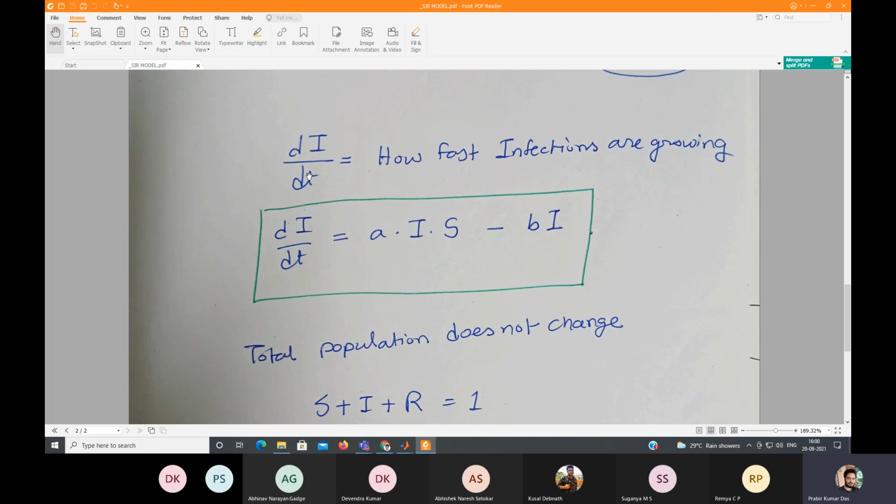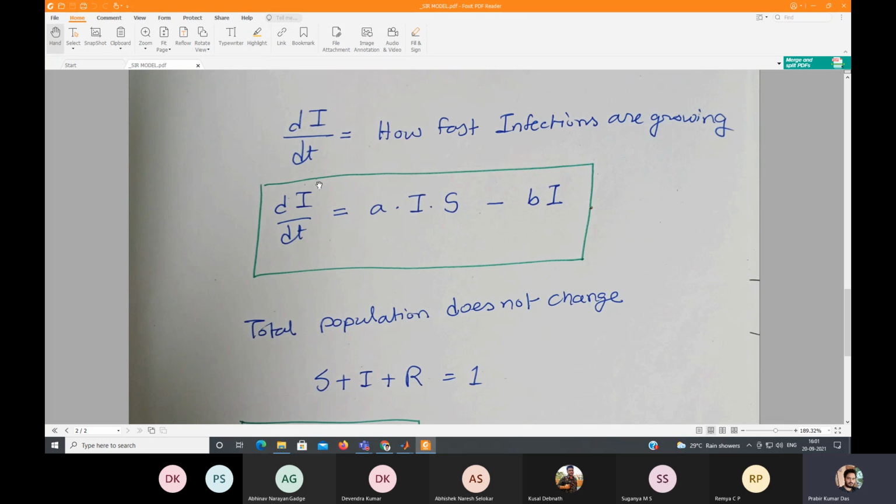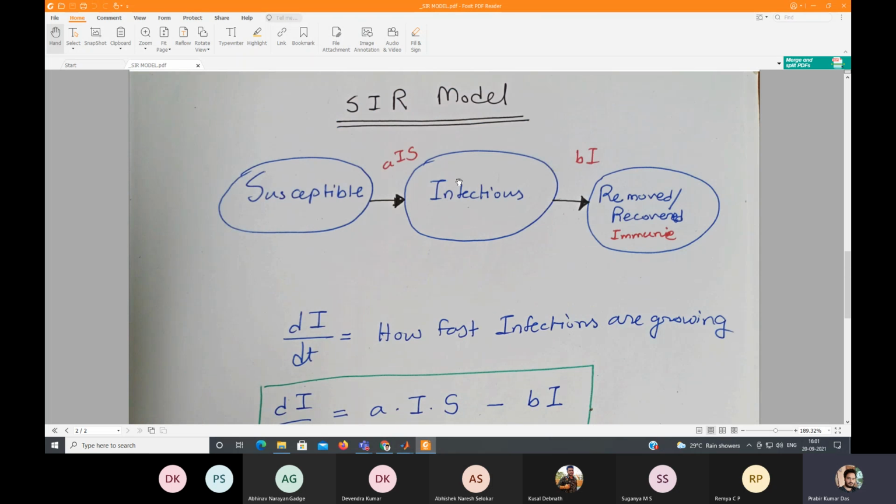So dI/dt, what is dI/dt measuring? dI/dt measures how fast the infections are growing, how fast people are getting infected. So in this SIR model, the model equation is changed a little bit. dI/dt is equal to A into I into S, which is the number of people getting infected, minus B into I. So what is B into I? Whatever is input, we have to take it as positive, and whatever is leaving the compartment, we have to take it as negative. So this is BI.